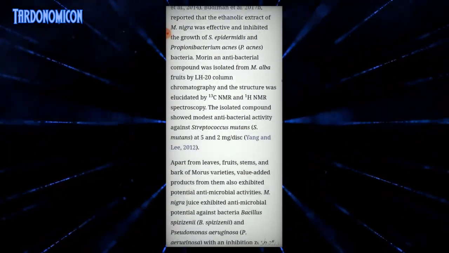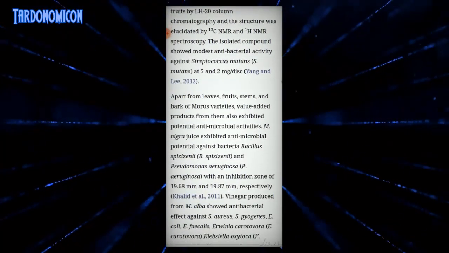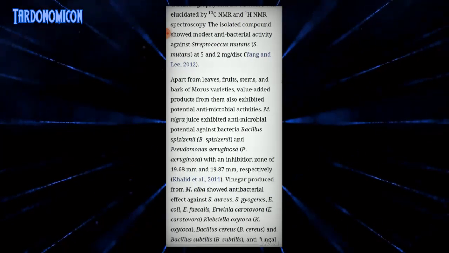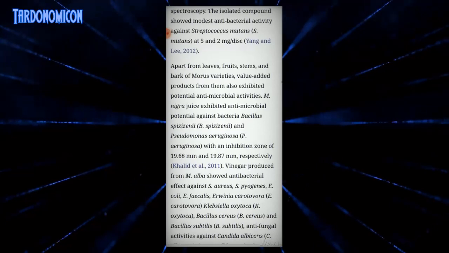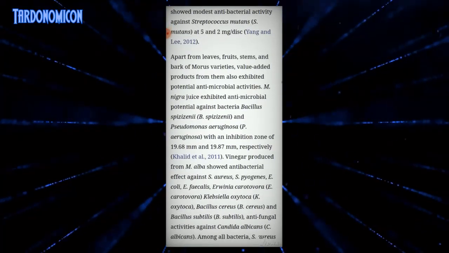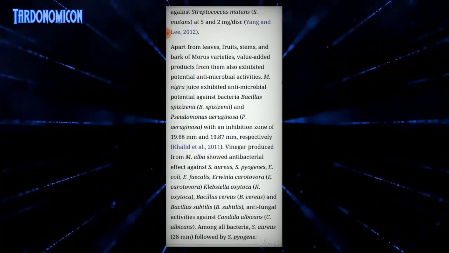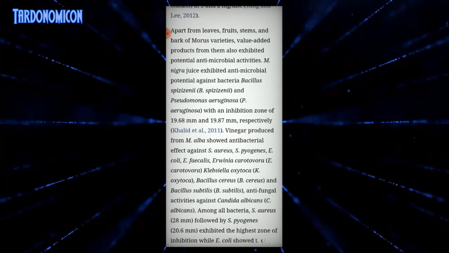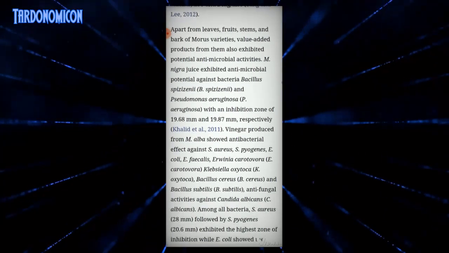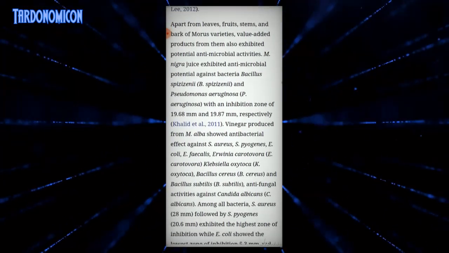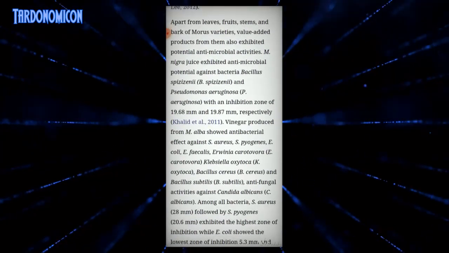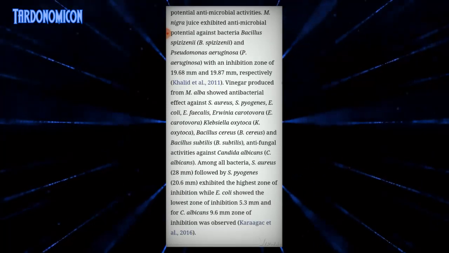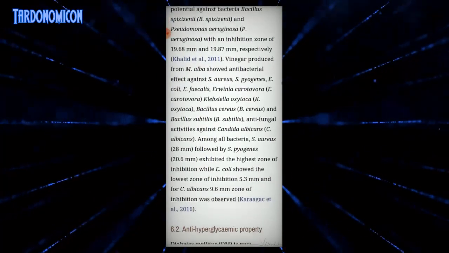Apart from the leaves, stems and bark, the fruit and value-added products also exhibited potential antimicrobial activities. M. nigra juice exhibited antimicrobial potential against botulism, with an inhibition zone among bacteria.